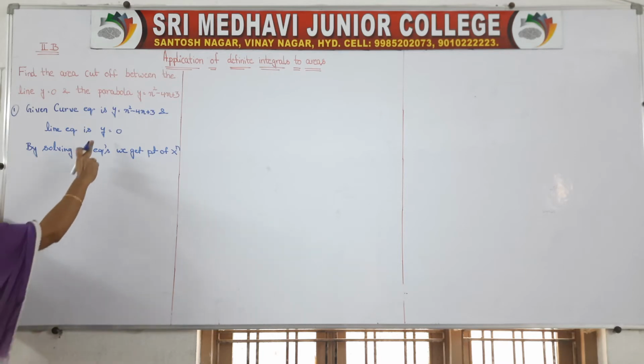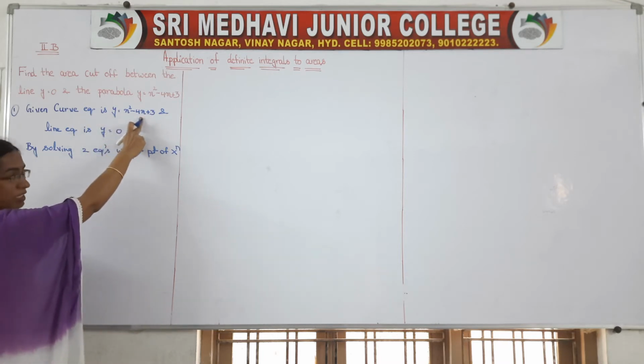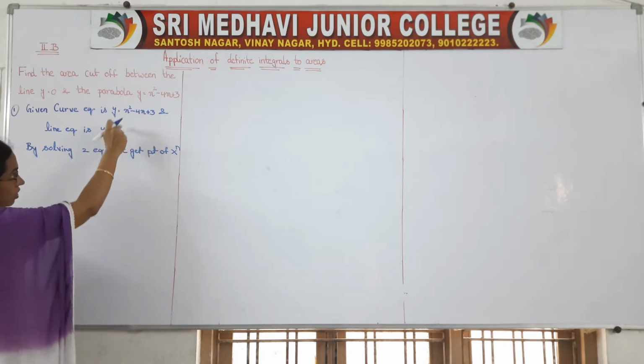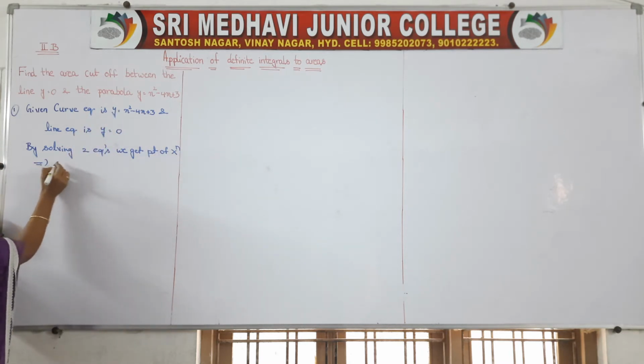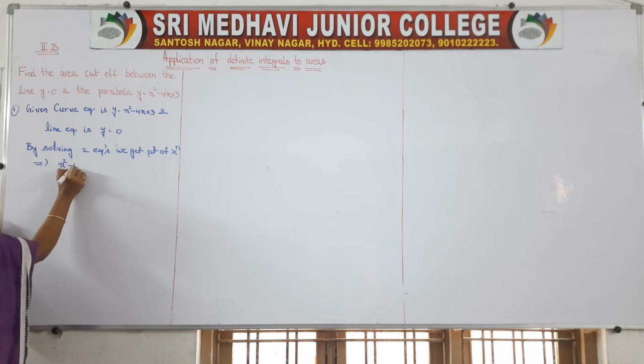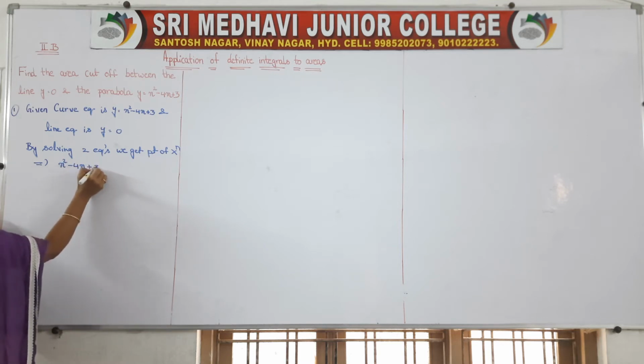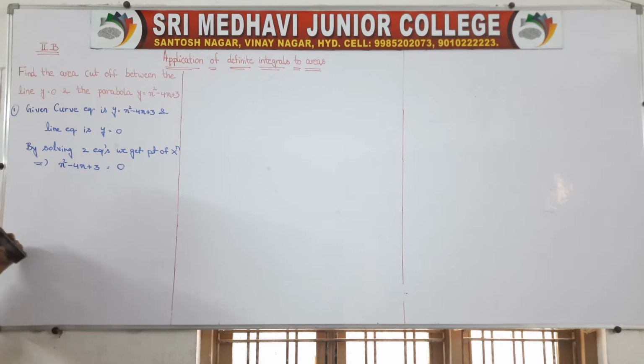So how will we solve? Here y is equal to 0, and y is equal to this one. So equate them, this is y, this is also y. Then what happens? It is x square minus 4x plus 3 is equal to 0.